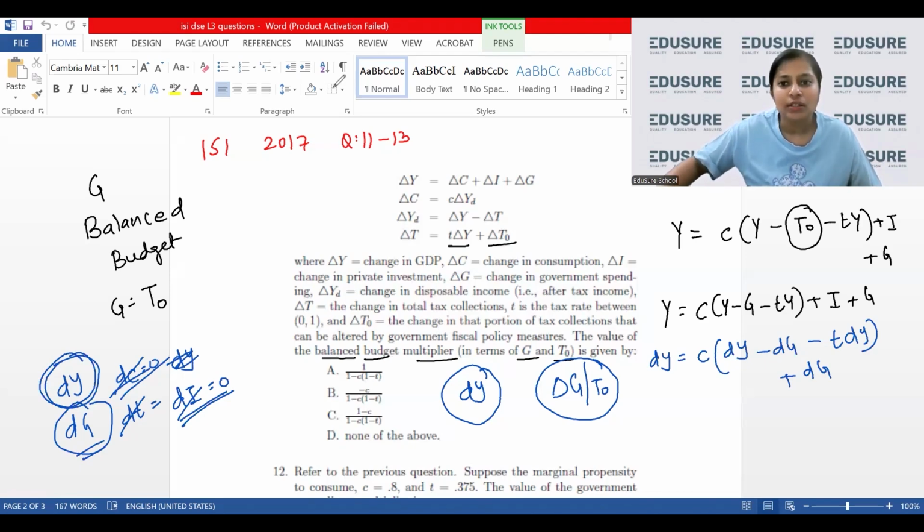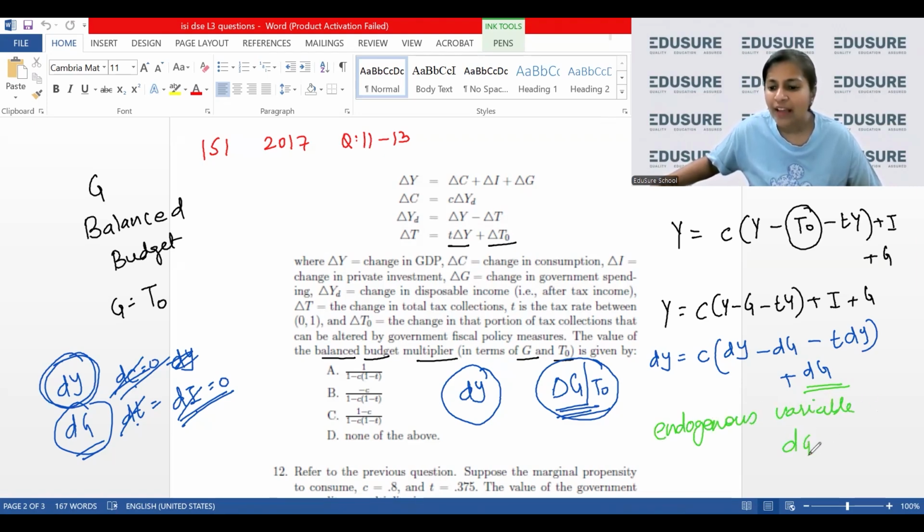Another way of putting it is that you take one external change. So in this case, that one external change is dG. Okay. So dG is going to be positive, and all other endogenous variables will have a positive change. Now in the simple Keynesian model, the only endogenous variable is dY.